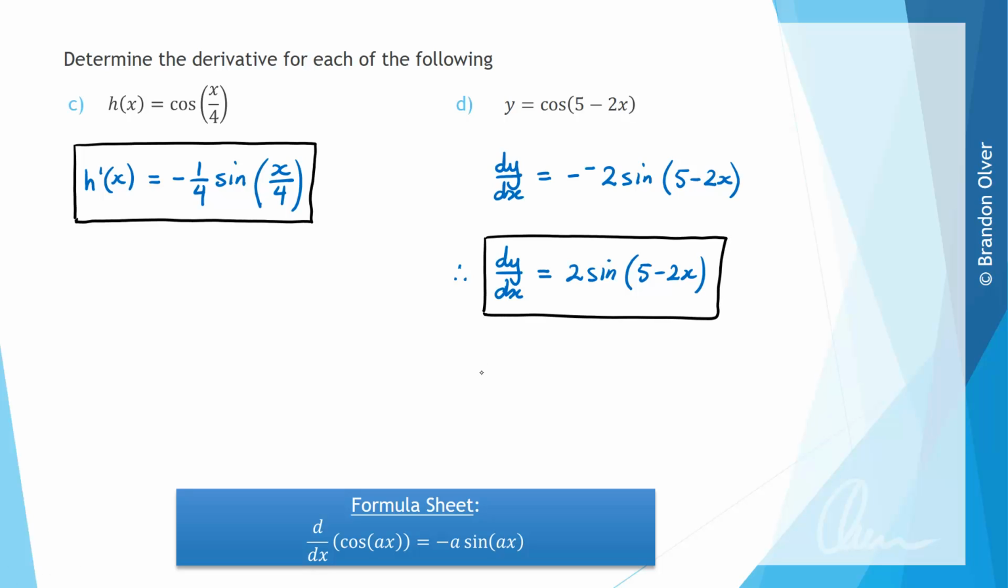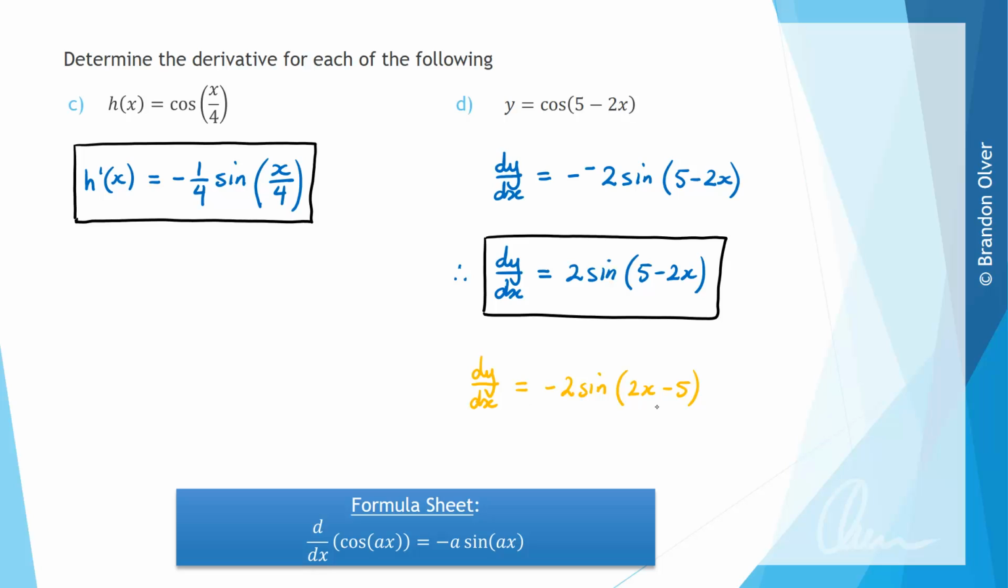And now if you were to put in to your calculator cos of 5 subtract 2x and ask it to calculate the derivative, it would give you dy dx is equal to negative 2 times sine of 2x subtract 5. So that is also correct, as well as the answer that we've got in the box up above.